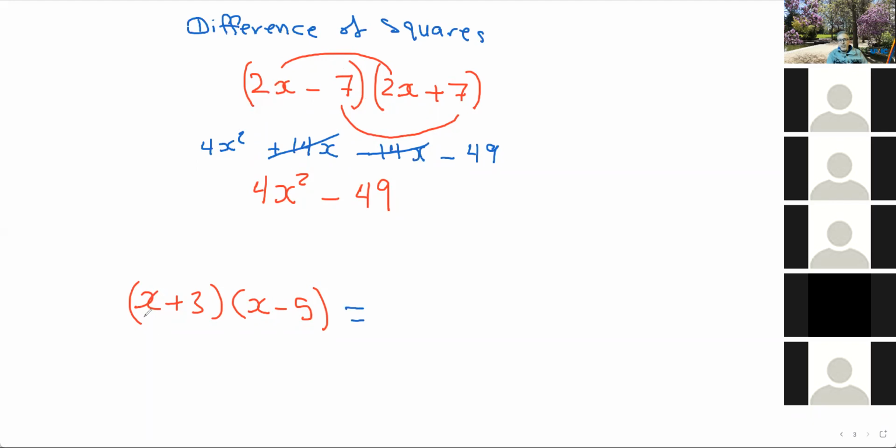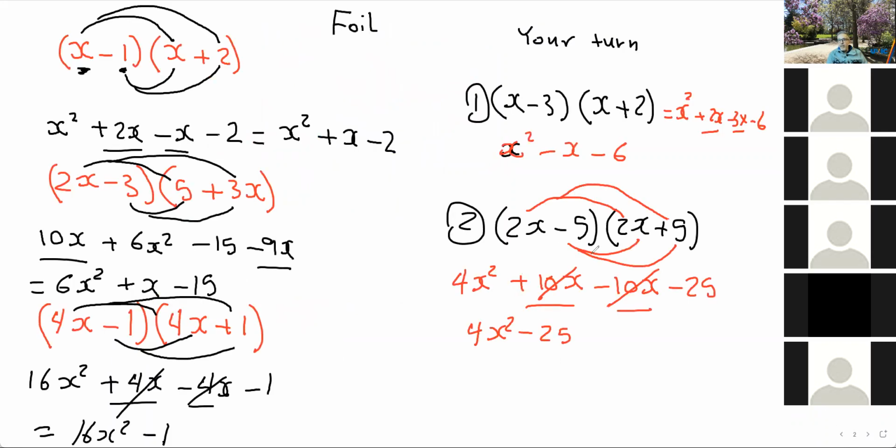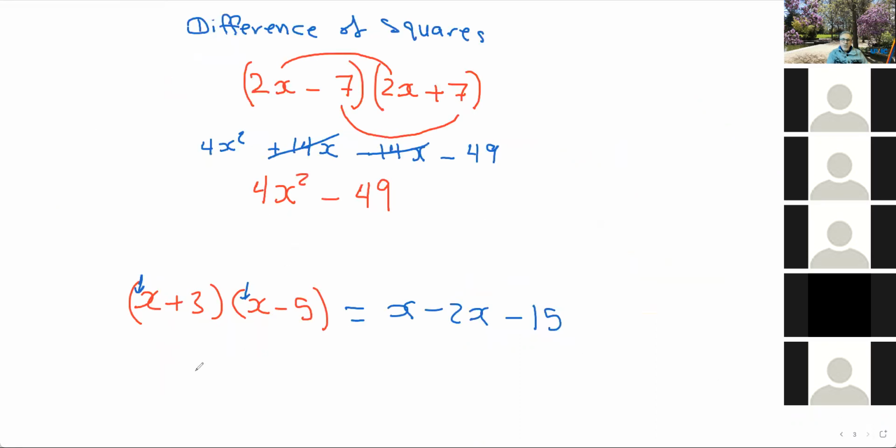The shortcut that you could do with this though, you go x squared, 3 minus 5 is negative 2x. And 3 times negative 5 is negative 15. You could do that shortcut when there is no number in front of the x. It's 1. When it's 1, you could do that. So that's why here you could do this. Okay. Now, what I'm going to show you here, sorry, that's x squared right here.